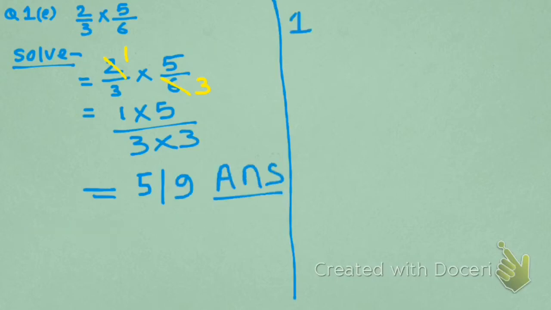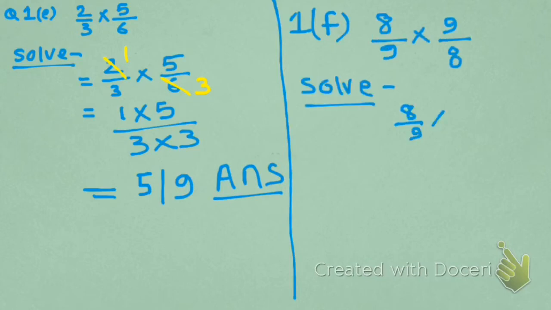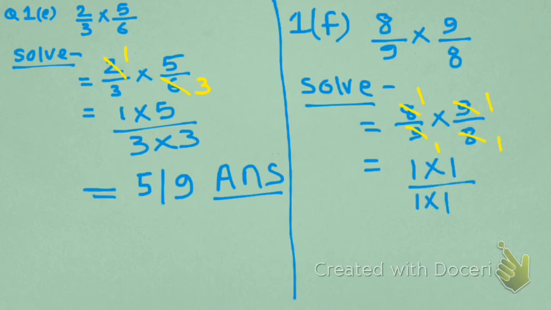So let's see the next question. 1f, 8 upon 9 into 9 upon 8. Here you can see that 8 comes in 8 table 1 times and 9 comes in 9 table 1 time. So here 1 and 1 and here 1 and 1 because we have divided here by 8 and 9. So 1 into 1 and 1 into 1. So our answer is 1.